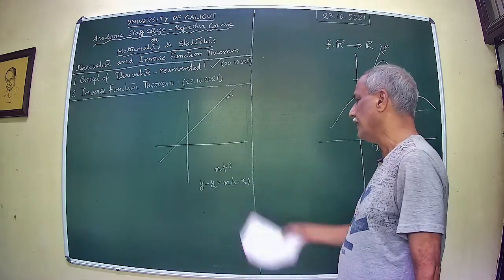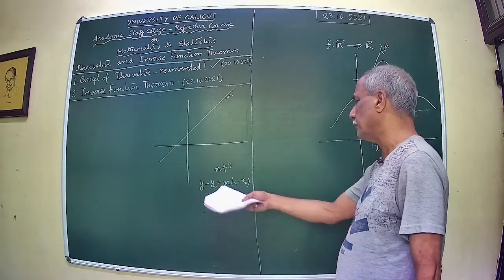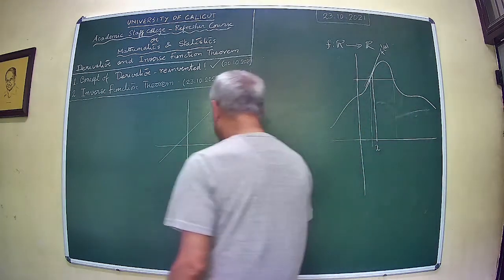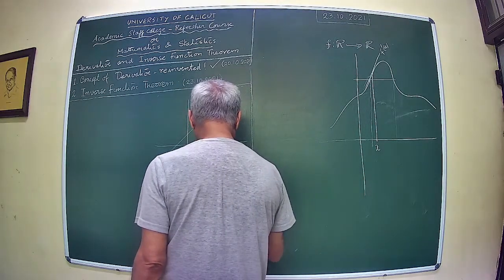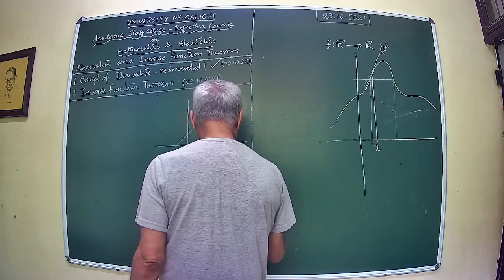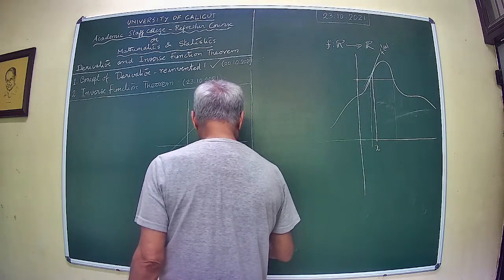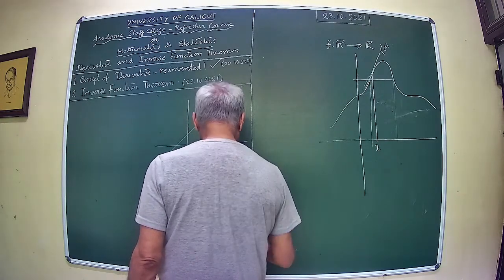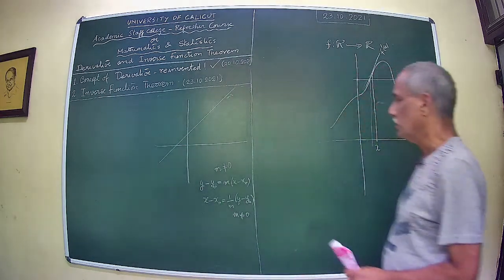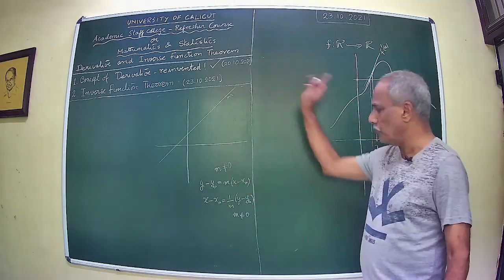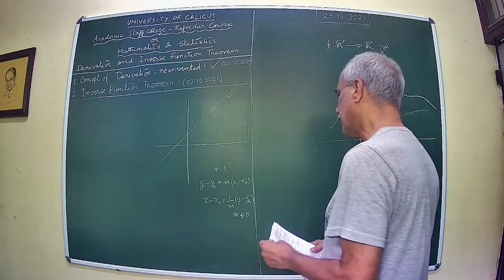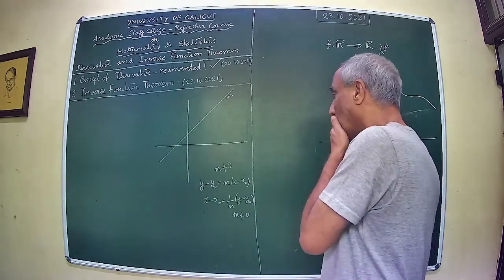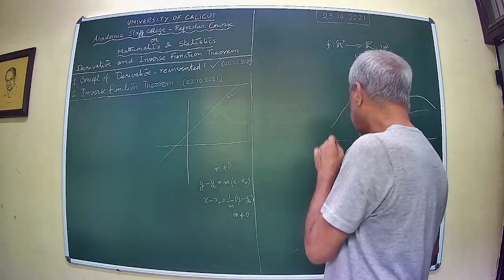Here you can invert it, provided m is not equal to 0. I can write this as x minus x naught equal to 1 upon m times y minus y naught, provided m is not equal to 0. So if this line has slope which is not equal to 0, then you can invert it and write x as a function of y. Okay, so this is possible.